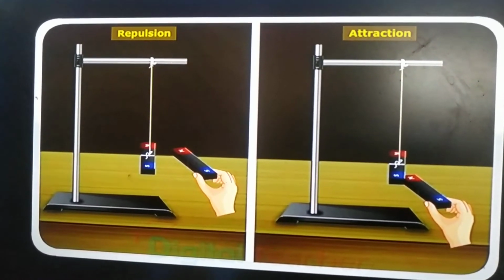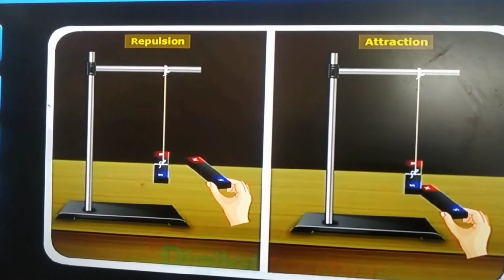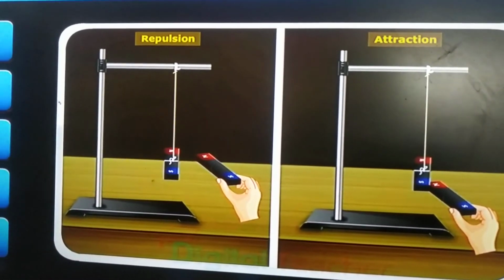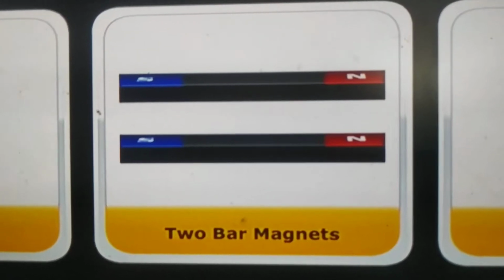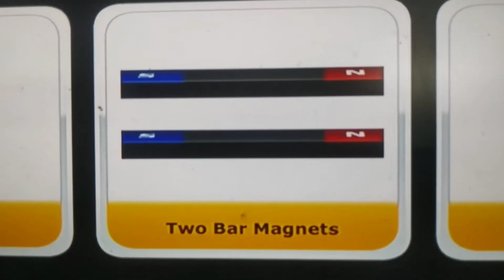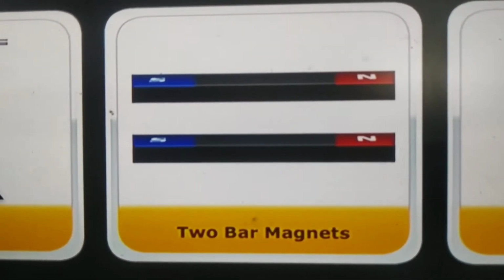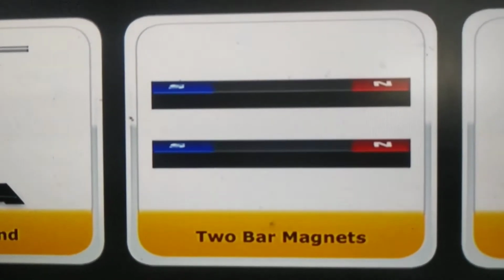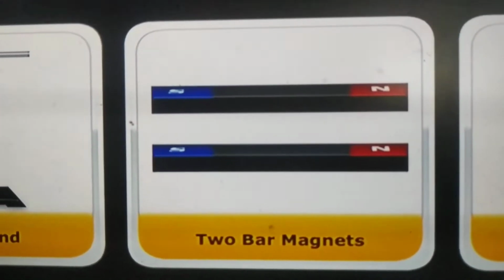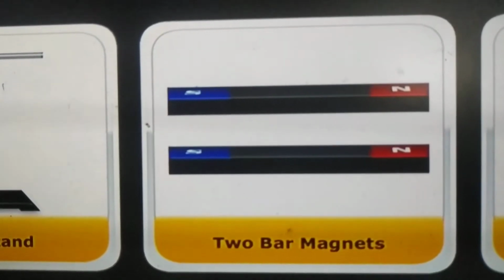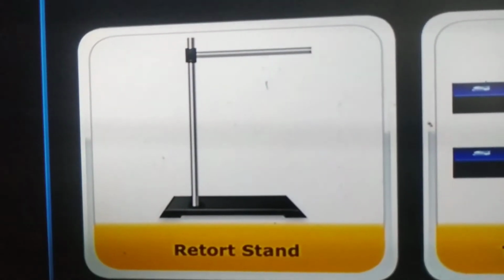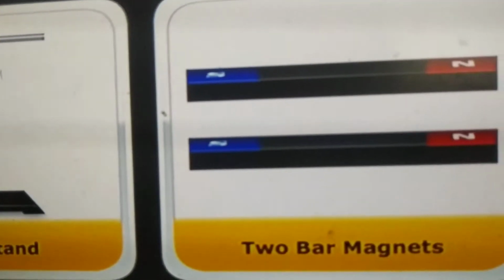So why is it happening? Let's see through this activity. Okay children, the attraction and repulsion between magnets. The aim of this lab activity is to study the attraction and repulsion between two magnets. For this activity, we require a retort stand, two bar magnets, and thread.